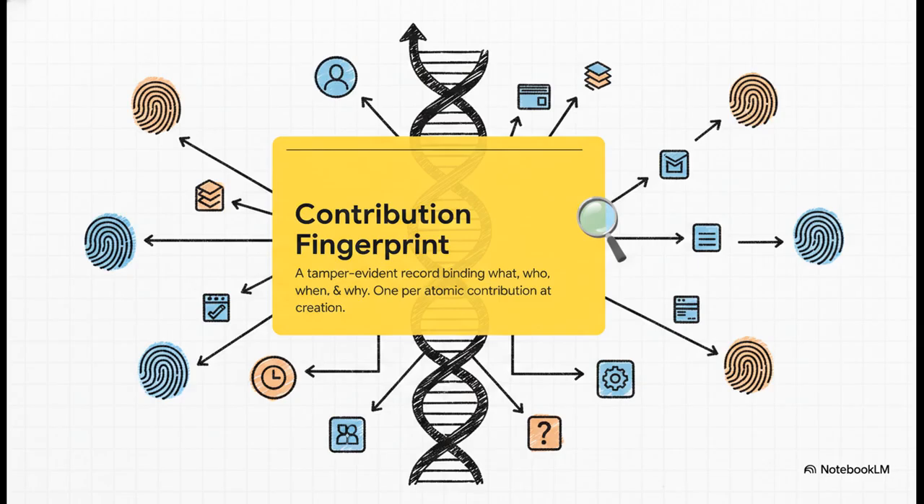It is a tamper-evident record that perfectly binds together the what, the who, the when, and the why of the data. And here's the really crucial design choice. If someone comes along later and corrects or amends that data, they absolutely do not overwrite this original record. Actually, scratch that. They couldn't even if they wanted to. Instead, the system emits a brand new CF that just references the original one. This guarantees that initial attribution is absolutely never lost.